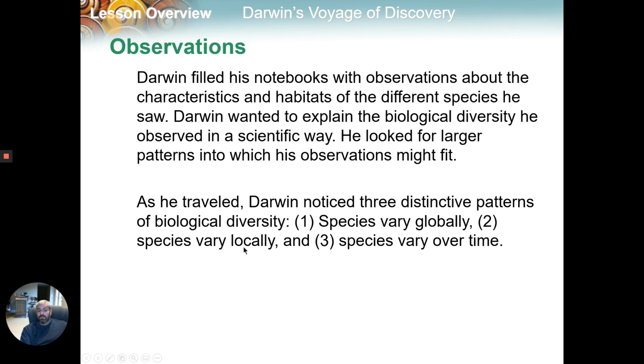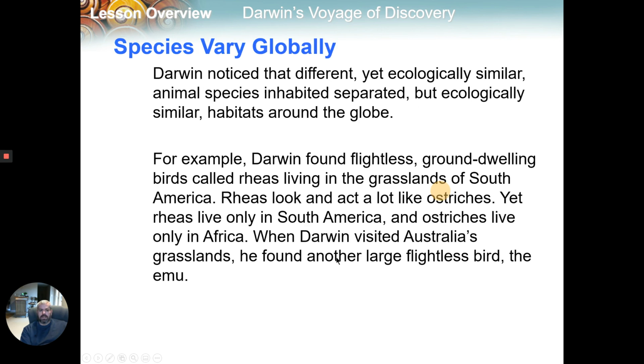Okay, they can also vary locally. So we have different types of populations of organisms right here, right there in Laporte. And of course, they vary over time. This is the part, this third one, where we're kind of talking about evolution itself. Okay, so let's move on to the next slide.